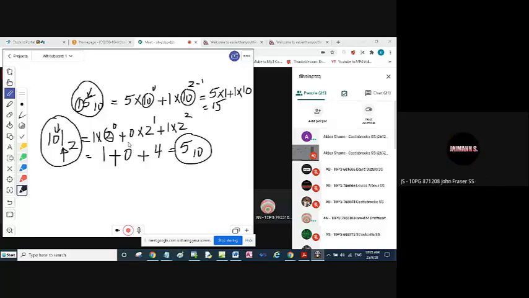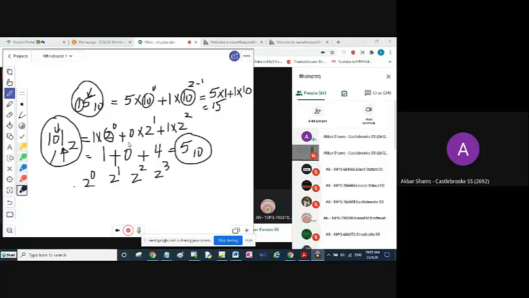Now, you may say, it's very hard to remember 2 exponent 0, 2 exponent 1, 2 exponent 2. Let's write those numbers down. Remember, the first placeholder is 2 exponent 0. The second placeholder is 2 exponent 1, then 2 exponent 2, 2 exponent 3, and so forth. What is 2 exponent 0? Any number exponent 0 is 1.